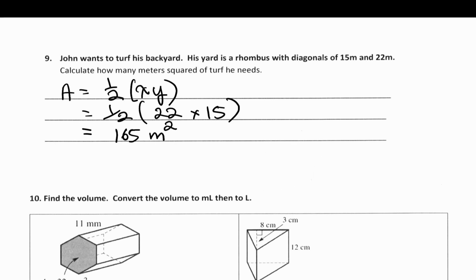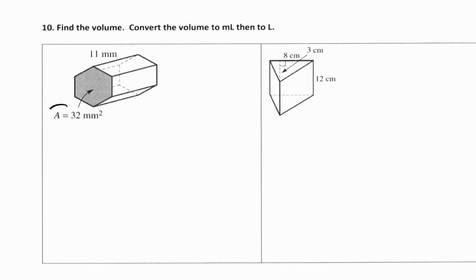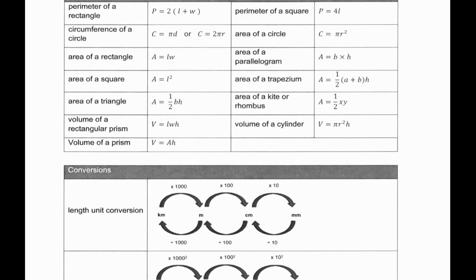Moving on to question 10. Find the volume, convert the volume to milliliters and then to liters. All right, we know that we need to find the area first, but helpfully the question's already found the area for us. We have a look at the area conversion chart.